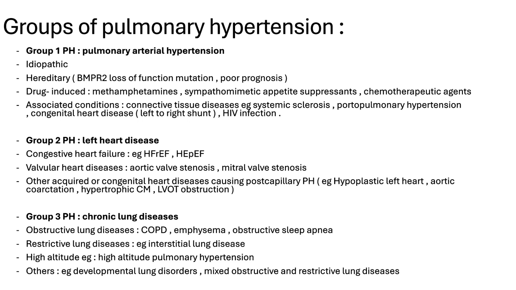Group 3 of pulmonary hypertension is called the chronic lung diseases group. It's associated with obstructive lung pathologies like COPD and obstructive sleep apnea, restrictive lung pathologies, high altitude pathology, called high altitude pulmonary hypertension, or other pathologies like developmental lung disorders, and mixed obstructive and restrictive lung diseases.